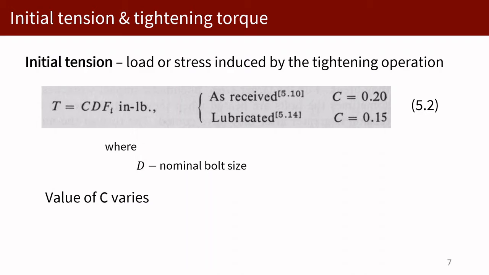The torque coefficient, which is a constant, can have several values, and it depends on the treatment or condition of your threaded machine member. If the screw is lubricated, the estimate is that C equals 0.15. If it is as received, then a value of 0.20 is used for C.